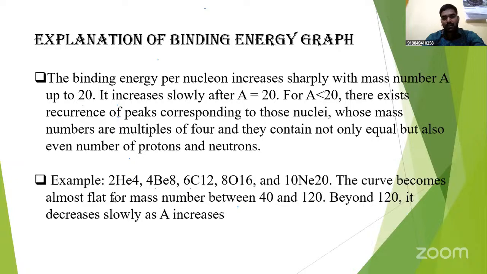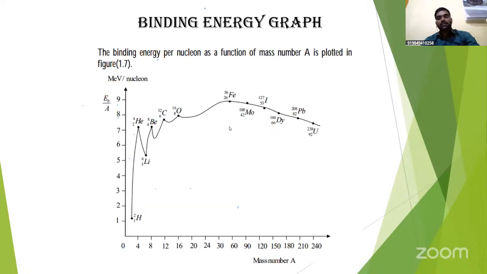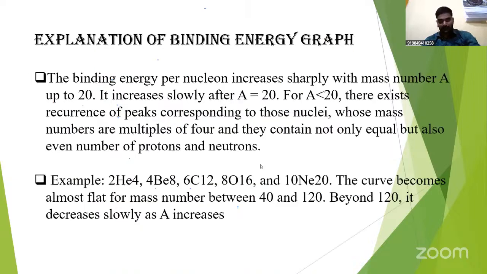The curve becomes almost flat for mass numbers between 40 and 120. Beyond 120, it decreases slowly. If you see 40 and 120, from here to here, the curve is so flat, isn't it? There is not much change in that curve.